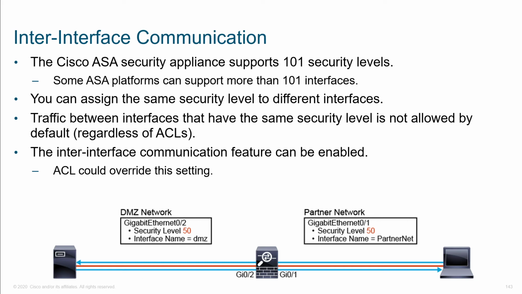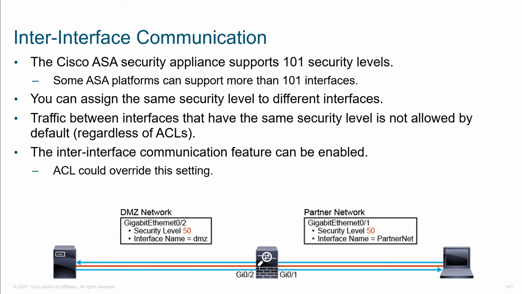Like this only exists when you have two at the same level. We've got 101 levels to pick from. Ideally, we would avoid this, but if they're equal in security level or trustworthiness, and we want them to communicate, this would be the approach. Same security traffic permit inter-interface.